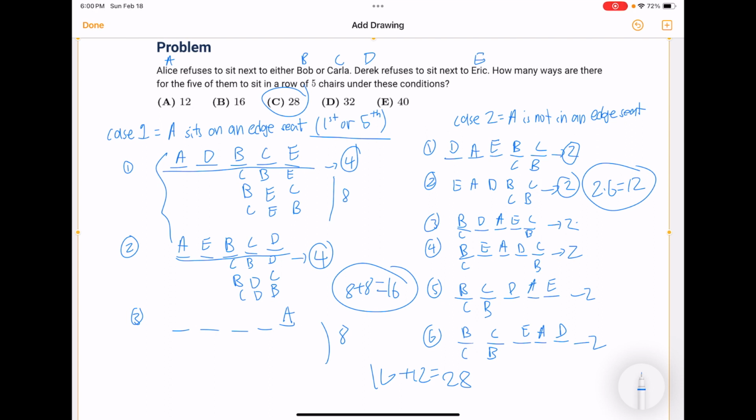And also, why I chose Alice and why I gave her a fixed position is because she has the most restrictions. I mean, she cannot sit next to either B or C. So that is why I gave her the fixed position, and then I just plugged in the remaining people into the remaining chairs. But yeah, the answer is C, 28.